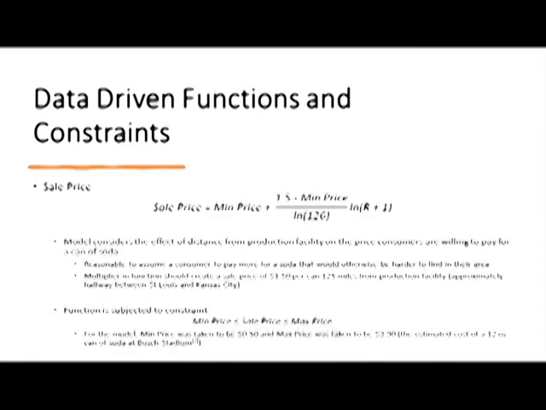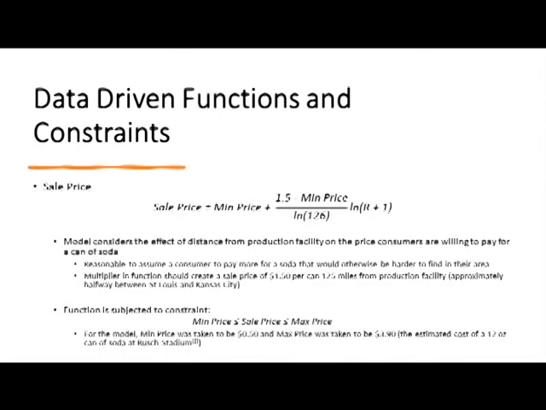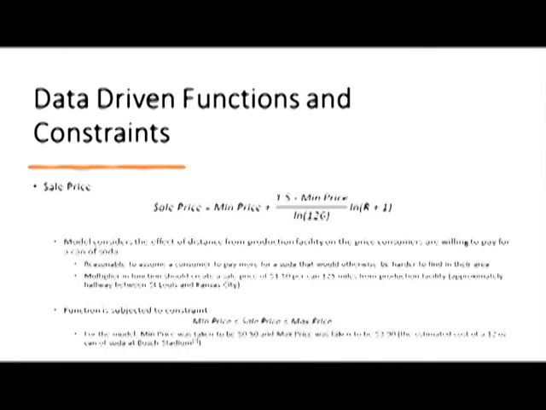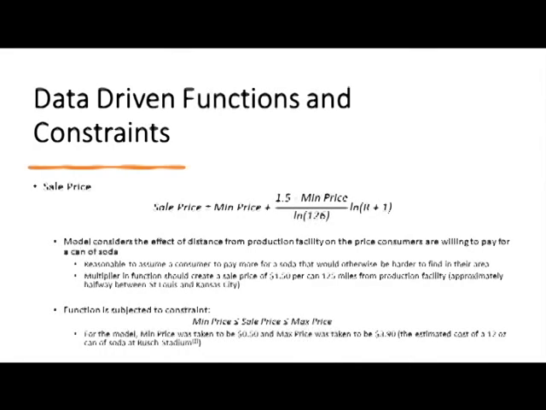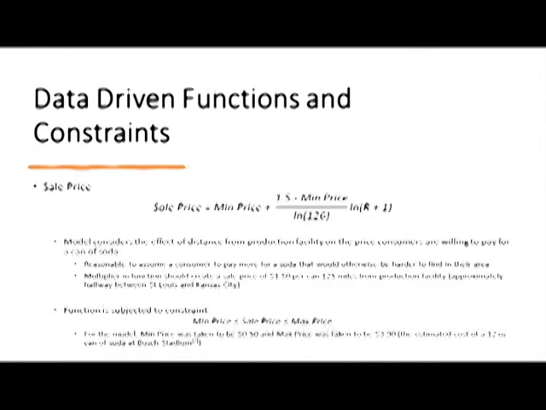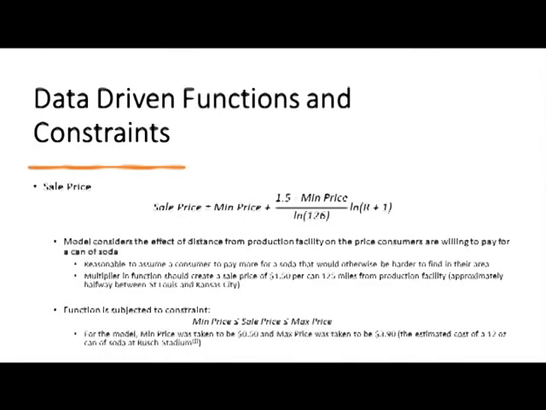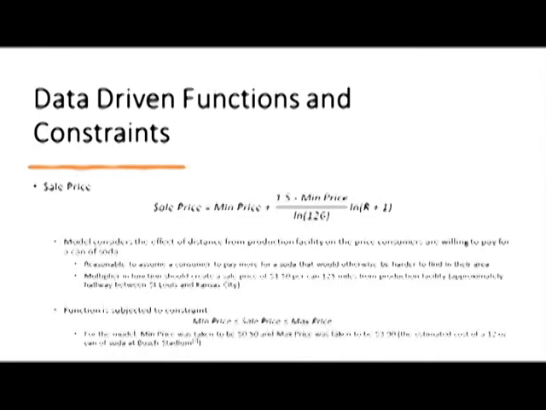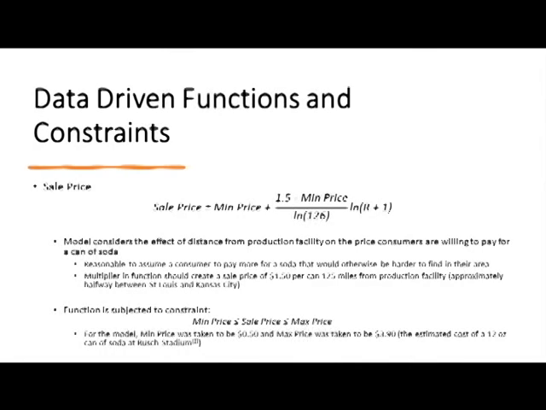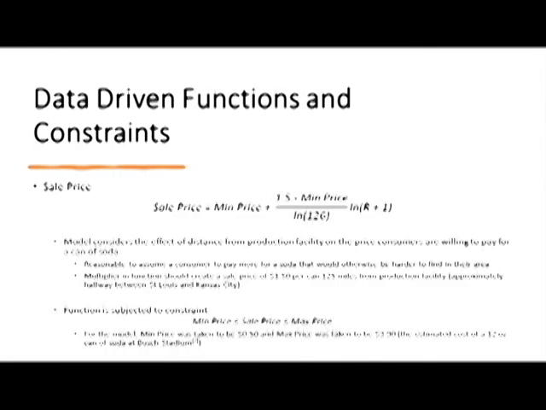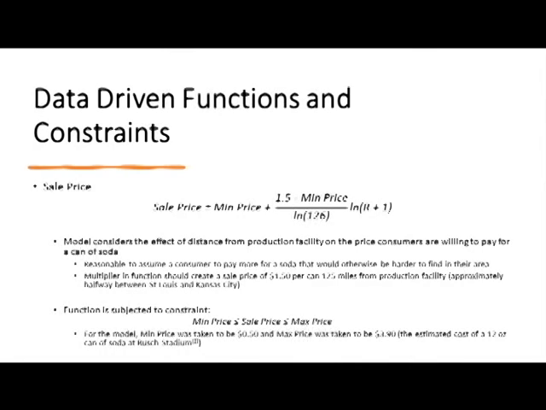To model the sale price of a can of soda, we operate under the assumption that a consumer who is farther away from the production facility may be willing to pay more for a can of soda than a consumer who is closer to the production facility. So for this model, we have the function as shown, where the multiplier term in the function should create a sale price of $1.50 per can approximately 125 miles from the production facility, which is about halfway between St. Louis and Kansas City. The function is subject to the constraint that the sale price must be greater than the minimum price, yet less than or equal to the maximum price.